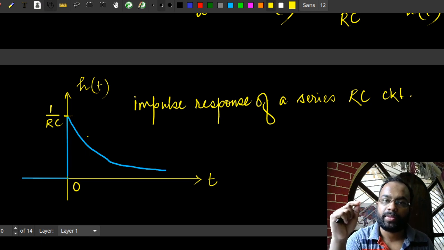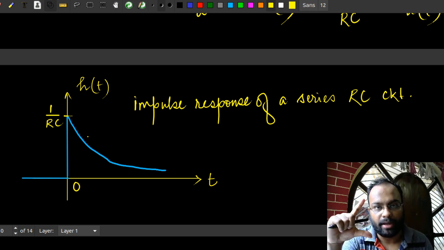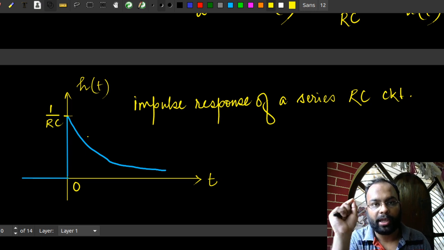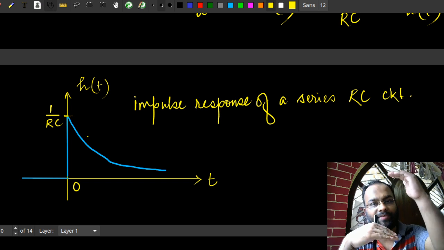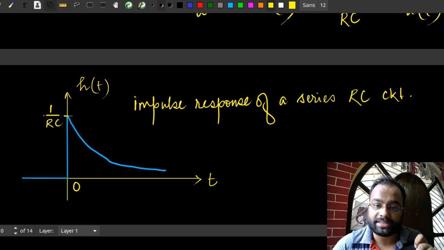So you give one very sharp impulse-like input to the system, right? You excite the system with an impulse. You gave the system an input which lasted for a very small time but had a very high magnitude, and you left the system like that. So the capacitor got charged. Through the impulse, the capacitor got charged to a value of 1 by RC.